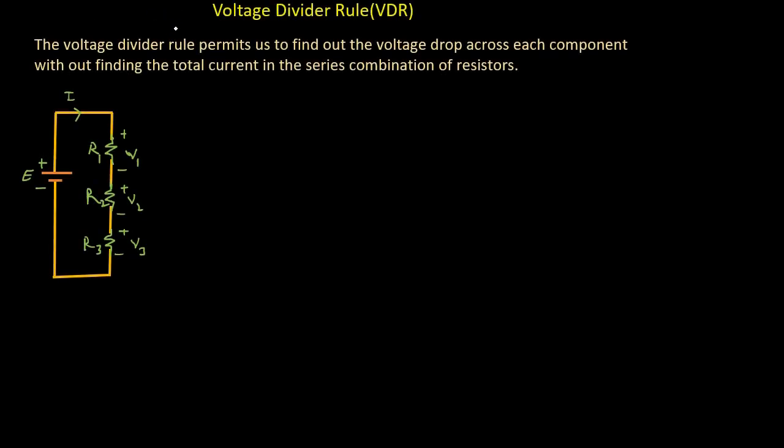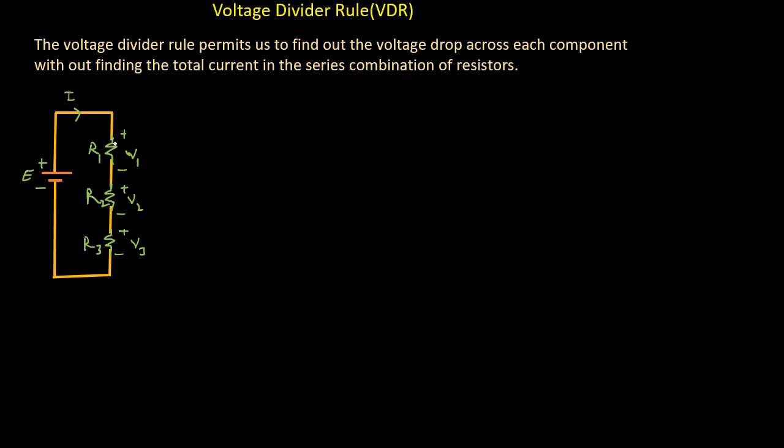We have already discussed in the video lecture of series combination of resistors that for any series combination of resistors, the current is the same through each point in the series combination, and the voltage is divided across each resistor according to the resistance value of the resistor. Now, the larger the resistance value, the larger the voltage drop across that resistor.